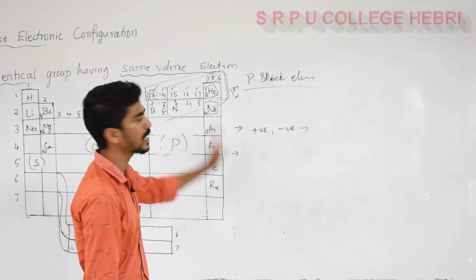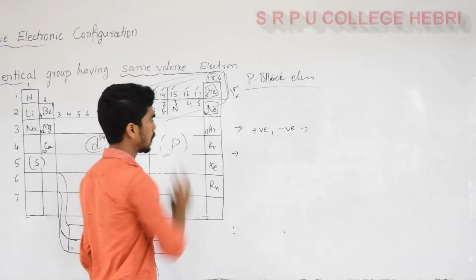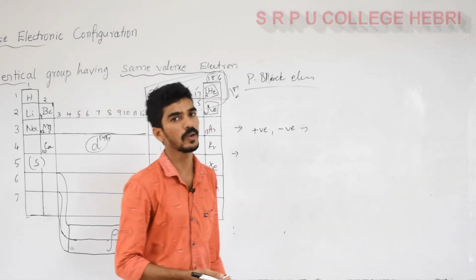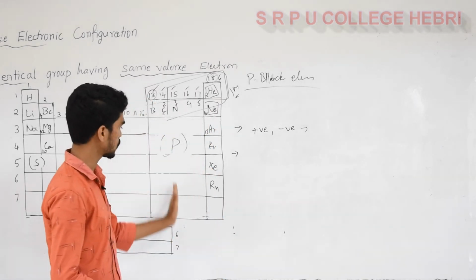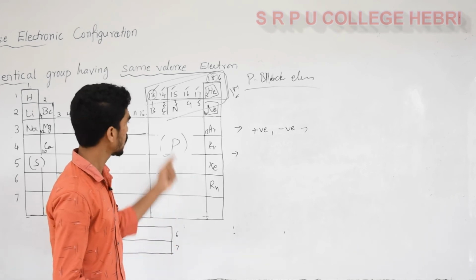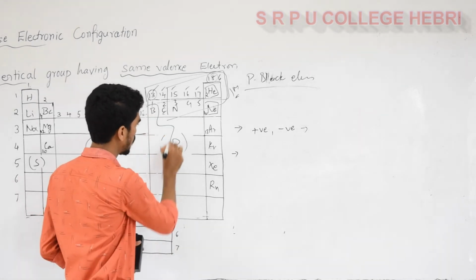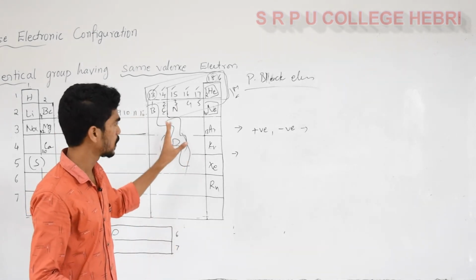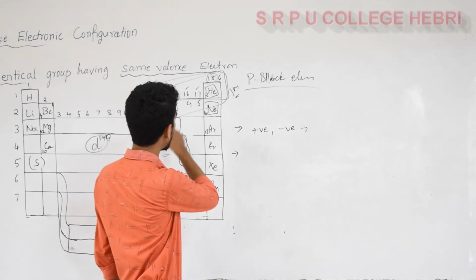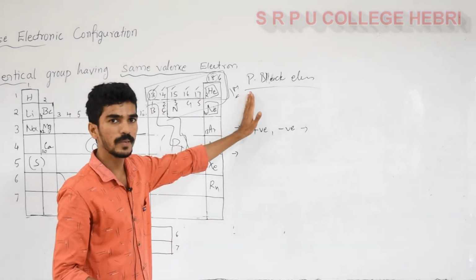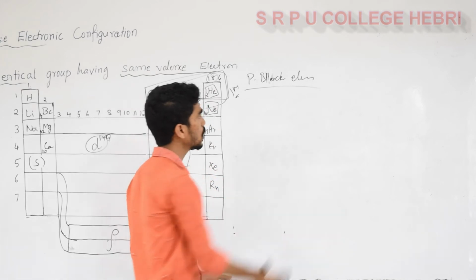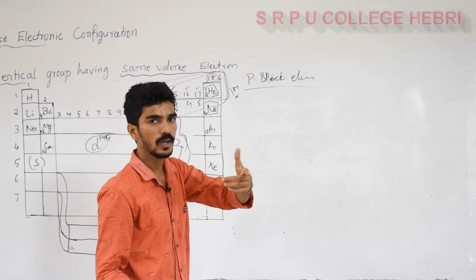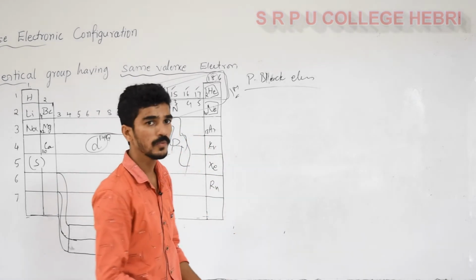Next concept, that is metallic character. Here it can show three kinds of metallic character: metal, non-metal and metalloids. Metals are almost all 13 group elements. Metalloids are in a zigzag manner, like this. And next, non-metals are the rightmost side elements. This is about the p block element, and you should remember the group names, outer electronic configuration and different kinds of oxidation states.